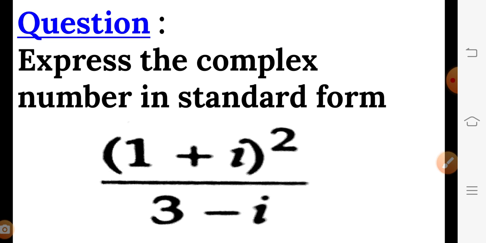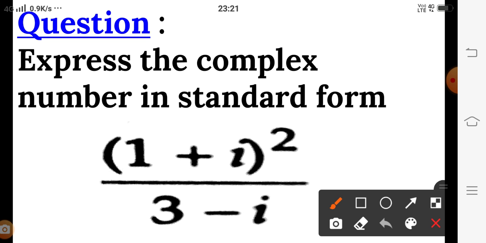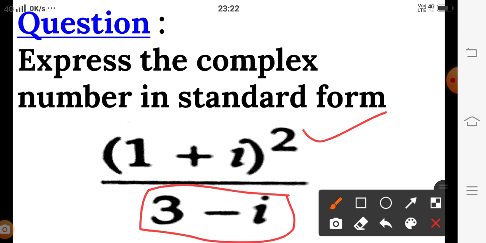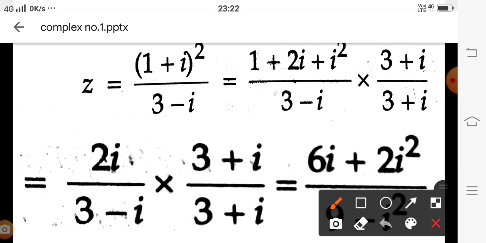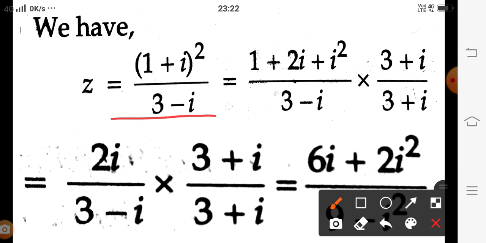Let us solve one more question here, in which you have to express this complex number in standard form. Standard form means z is equal to x plus iy. This is the standard form of a complex number. First of all we have to solve this, because in the numerator we are observing (1 plus i) whole square. In the denominator we are observing a complex number, so we multiply and divide by the conjugate of this value, 3 minus i. Then let us solve this question. z we are getting as (1 plus i) whole square upon 3 minus i. Then we are multiplying and dividing by 3 plus i.